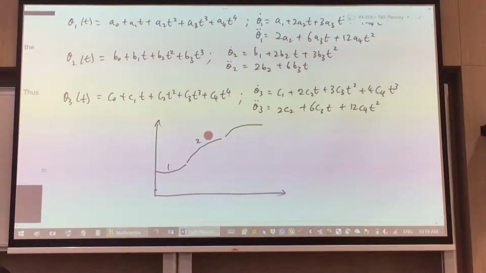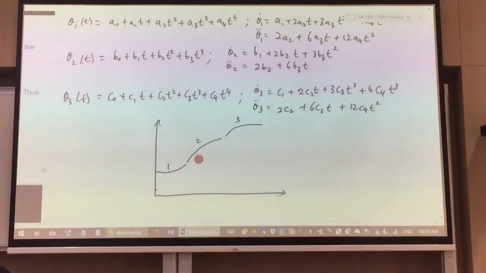Segment 1, segment 2, segment 3. Why is it not a straight line? That's because for your second segment, you could already see that it's a third order. It's not a first order. So it's part of that third order curve. Same as your first segment. Your first segment is part of the fourth order curve. Or your third segment is part of the fourth order curve as well.